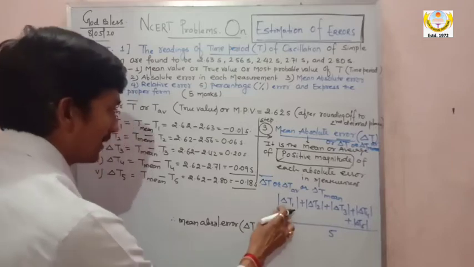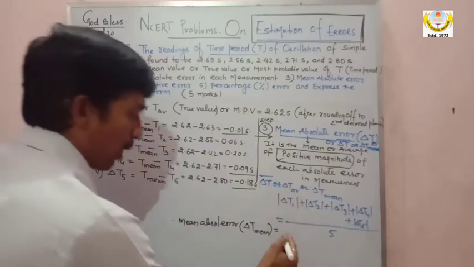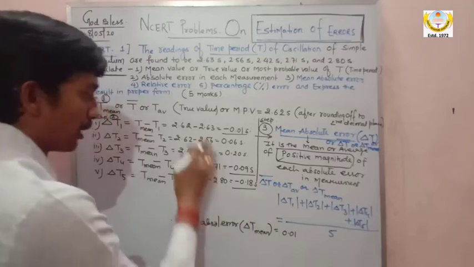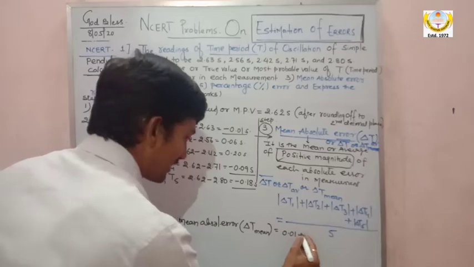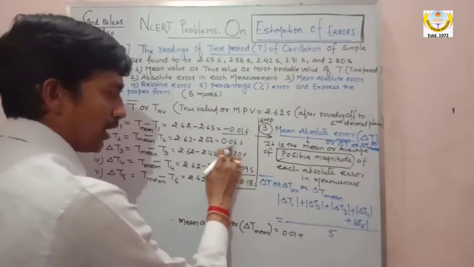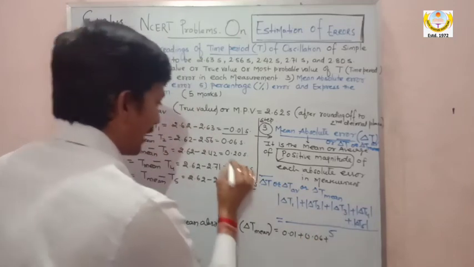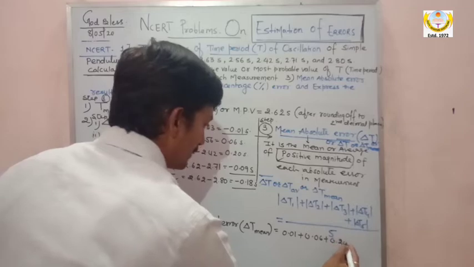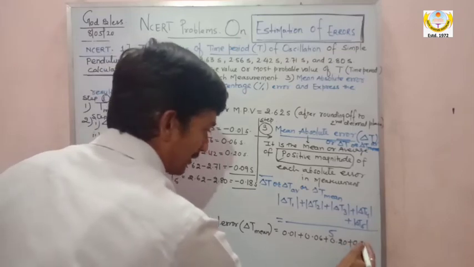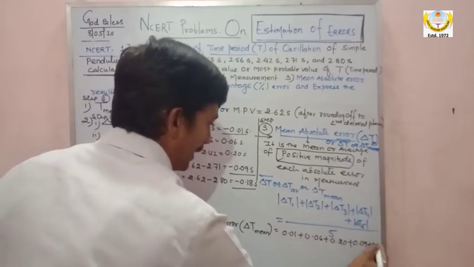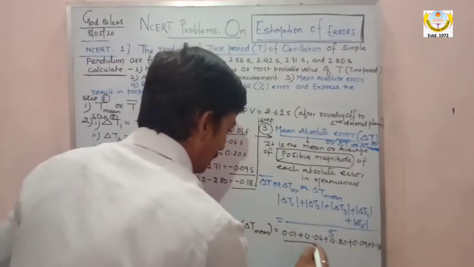is equal to, number 1, here it is delta t1, here it is minus 0.01, but now I put mod, so I will write 0.01. I will express it in positive. This is plus mod delta t2, it is already positive, so this is 0.06, plus mod delta t3, 0.20, plus mod delta t4, which was minus but I put mod, so again it is positive, 0.09, plus mod delta t5, plus 0.18, whole divided by 5.